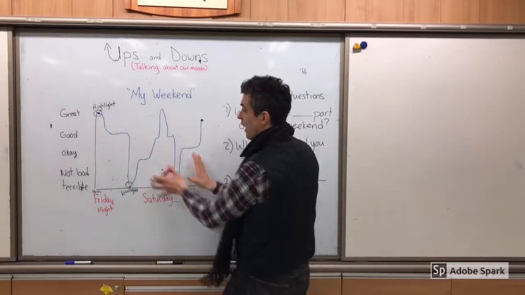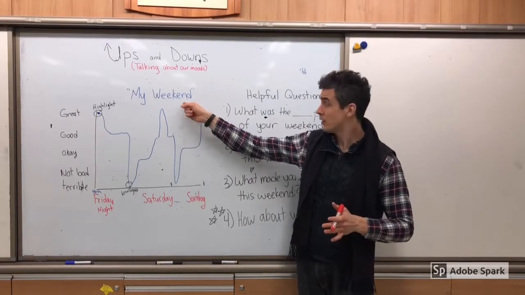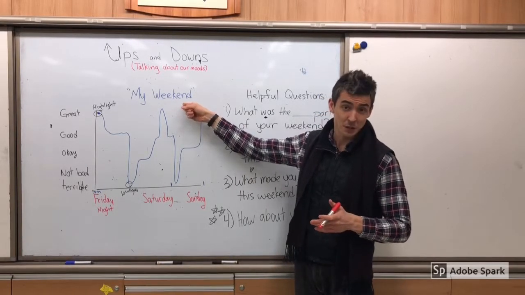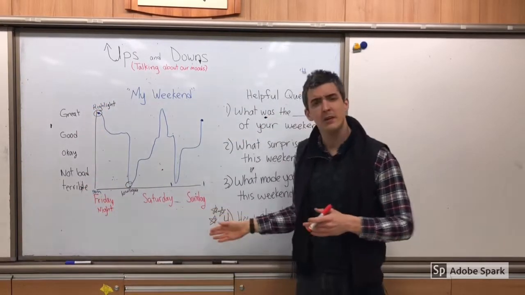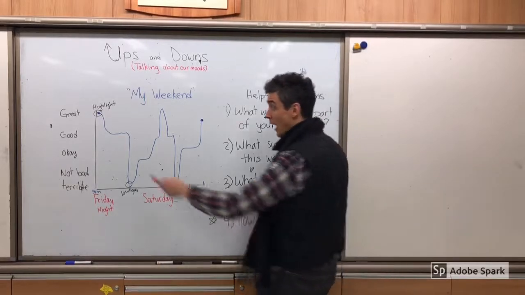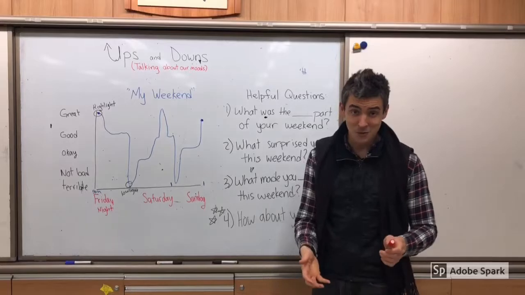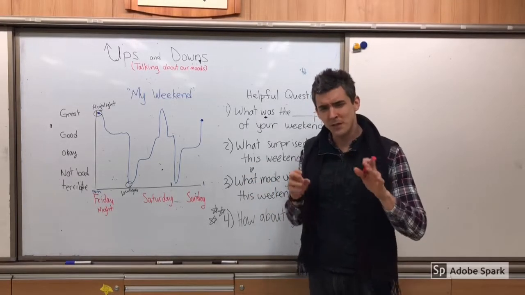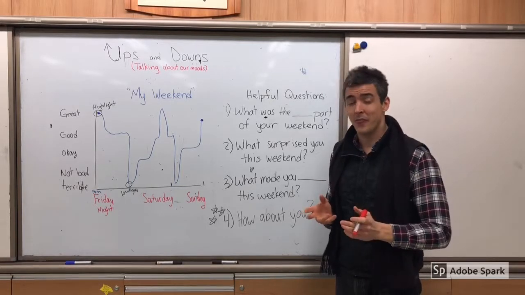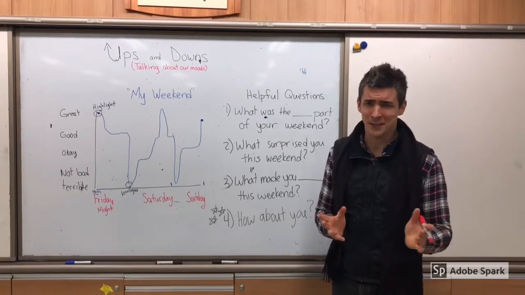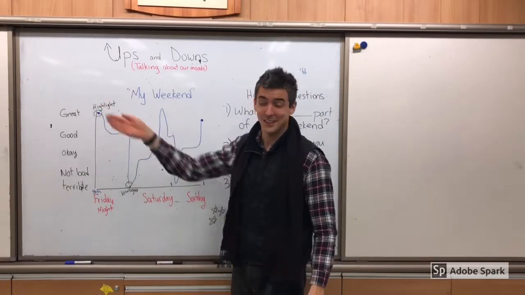What I do is I draw a graph on the board, like this one, and I label it my weekend, my holiday, or my vacation. I put my feelings on one side, and I put the time period on the other. And then I draw my real feelings, my ups and my downs, my highs and my lows, my good points and bad points, the things that made me happy and the things that made me sad, the things that made me angry and everything in between. As you can see, my weekend is a roller coaster.